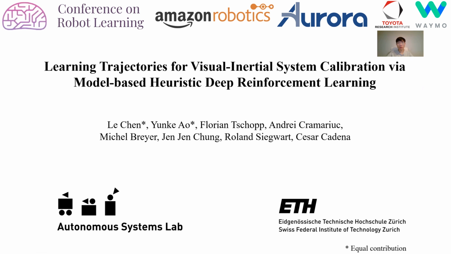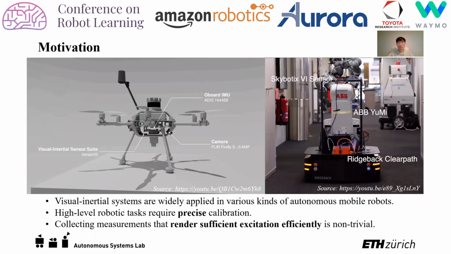I'm going to talk about our work, Learning Trajectories for Visual-Inertial System Calibration via Model-Based Heuristic Deep Reinforcement Learning. In recent years, visual-inertial systems are widely used in various autonomous mobile robots. Precise calibration is of great importance for VI sensors. However, it is non-trivial to collect enough measurements efficiently to infer the desired sensor parameters. So we propose a model-based heuristic RL algorithm to learn the best motion primitives and perform them on a robot arm.